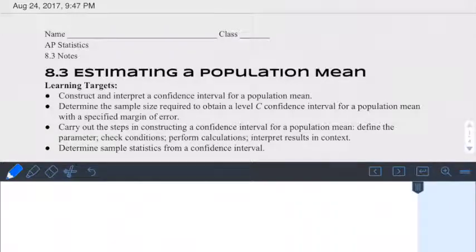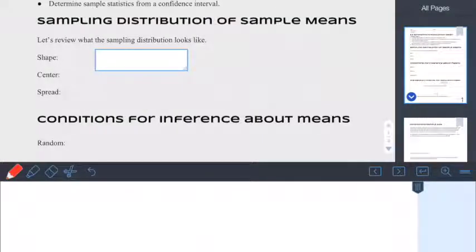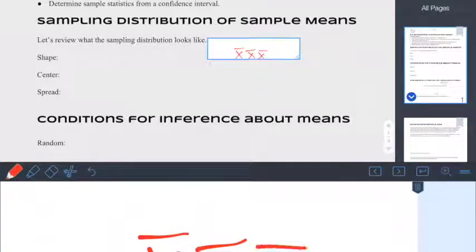Hi Algebra 1 students. This lesson is on estimating a population mean using a confidence interval. So let's review what a sampling distribution looks like for means. So sample means, we have all these x bars with the distribution of x bars.